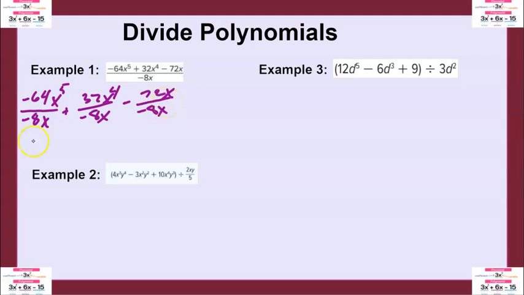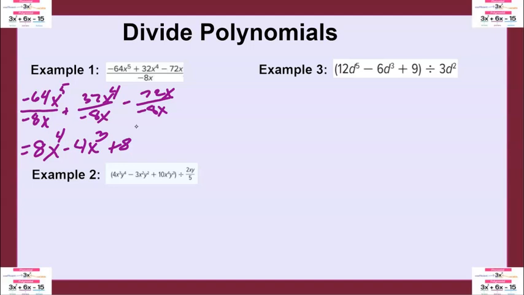So my answer would be negative 64 divided by negative 8 is positive 8. x to the 5th divided by x. Remember, when we divide like bases, we subtract the exponents. So this would be x to the 4th. 32 divided by negative 8 is a negative 4. x to the 4th divided by x is x cubed. And negative 72x divided by negative 8x is a positive 8.